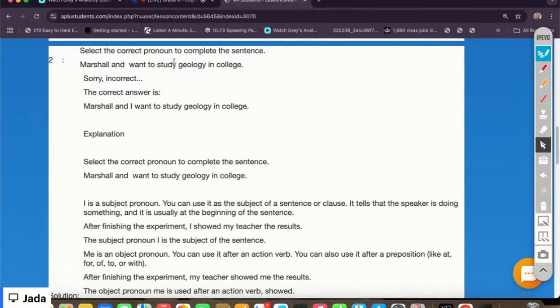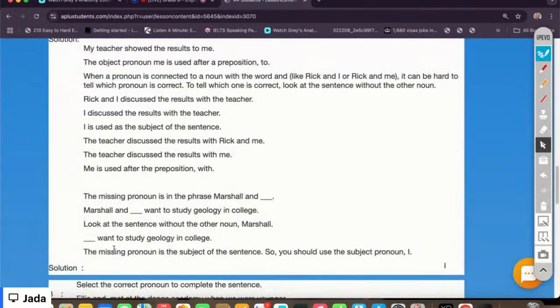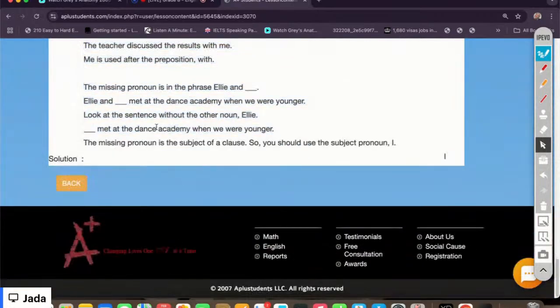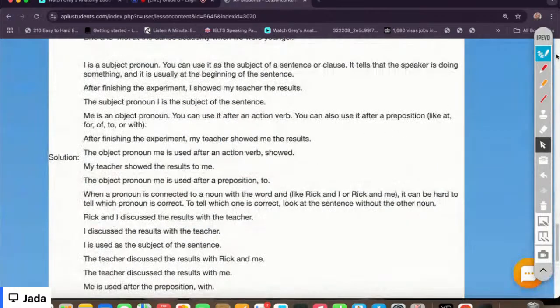So select the correct pronoun here. Marsha and blank want to study geology in college. So Marsha and I. That's the best pronoun also, because if you remove Marsha, you can say I want to study geology. Ellie and blank met at the dance academy when we were younger. And what? And I. Okay? So I met her at the dance academy when we were younger.